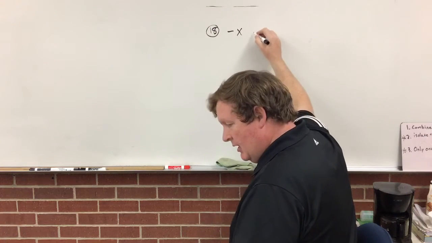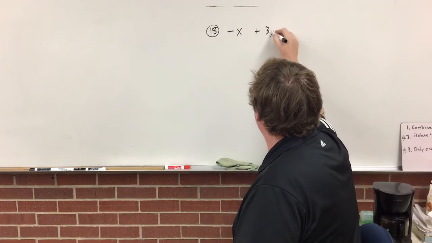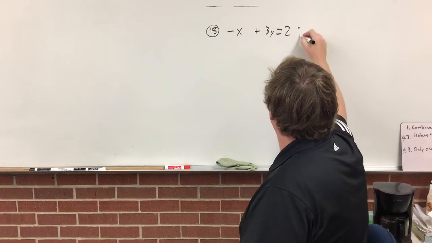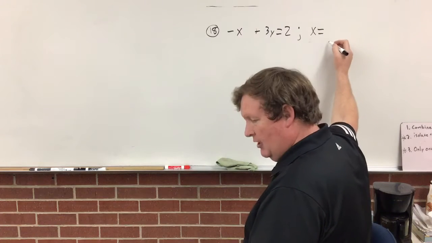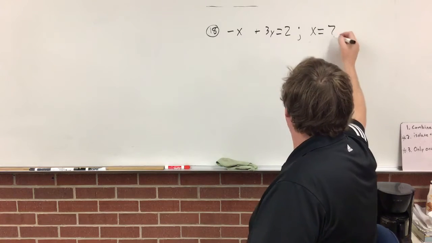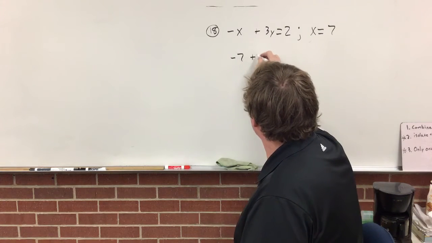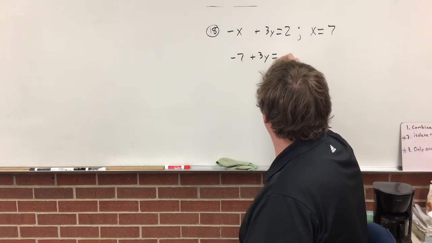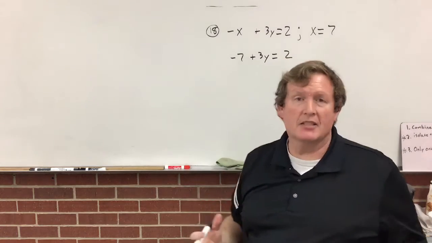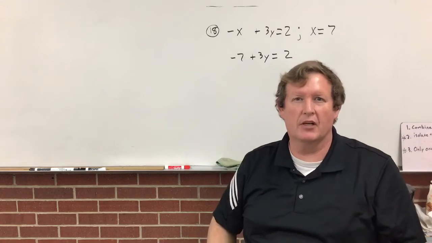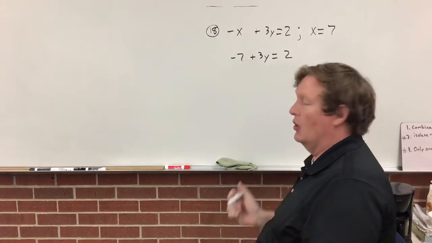Negative x plus 3y equals 2. And then the semicolon, and they're saying x is going to equal 7 on this. So I take 7 and plug it in. So I have negative 7 plus 3y equals 2. So this is basically like that algebra stuff that we were doing where we were solving for a variable. In this case, we're always going to be solving for y.